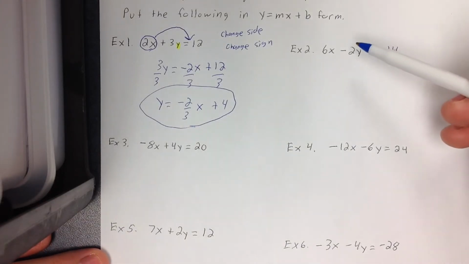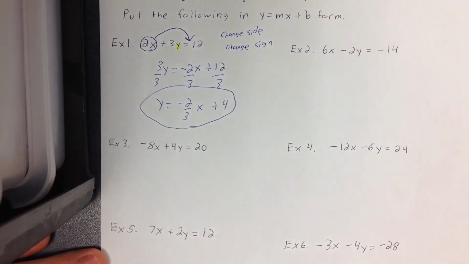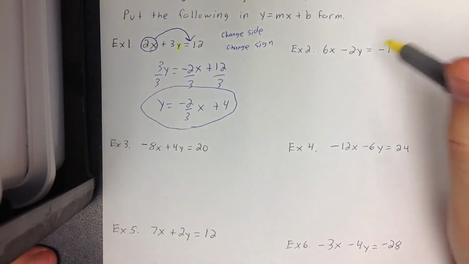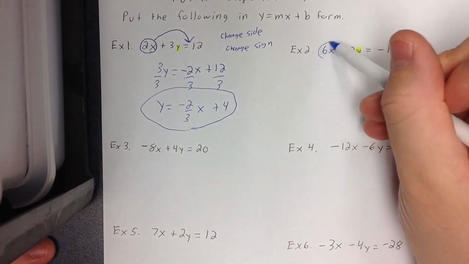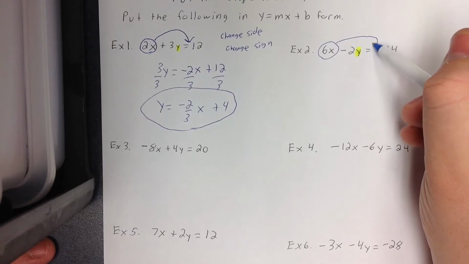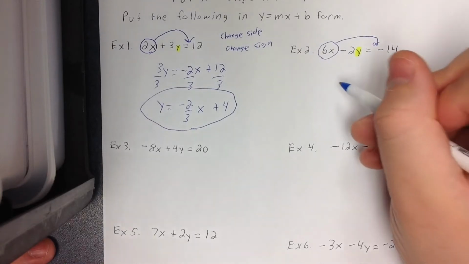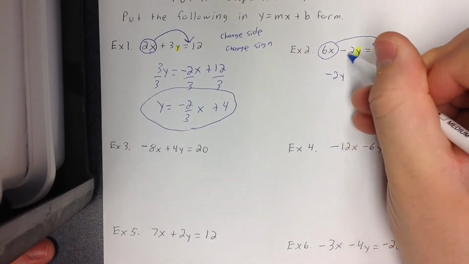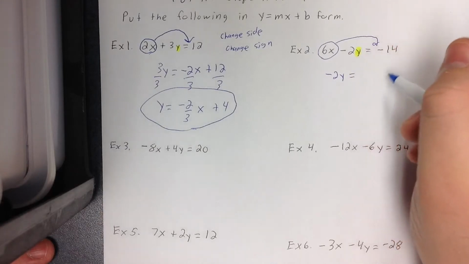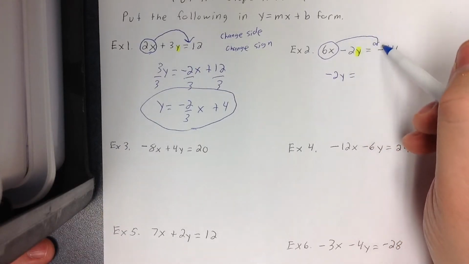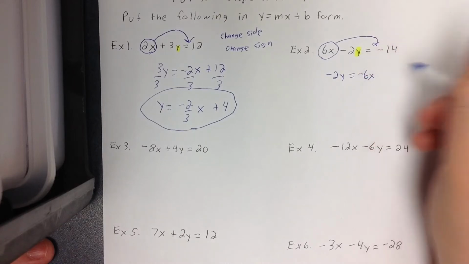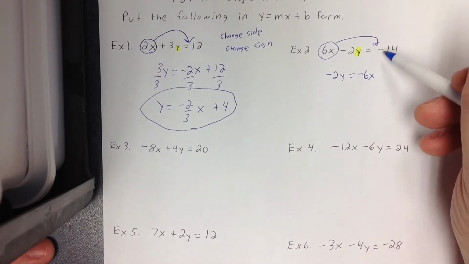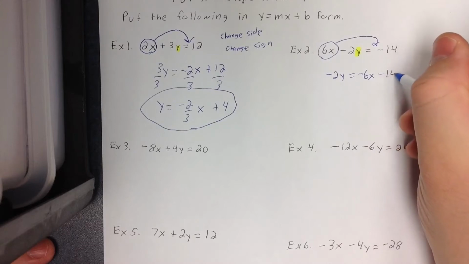Okay, example 2, 6x minus 2y equals negative 14. Again, I'm trying to get it in slope-intercept form, so I'm trying to get the y by itself. So the 6x needs to be moved to the other side. So I've got negative 2y, because it was a minus 2y, equals, again, I moved it to the other side, so I have to change the sign. So it was a positive 6x, so now it's a negative 6x. Since this is a negative 14, I write minus 14.